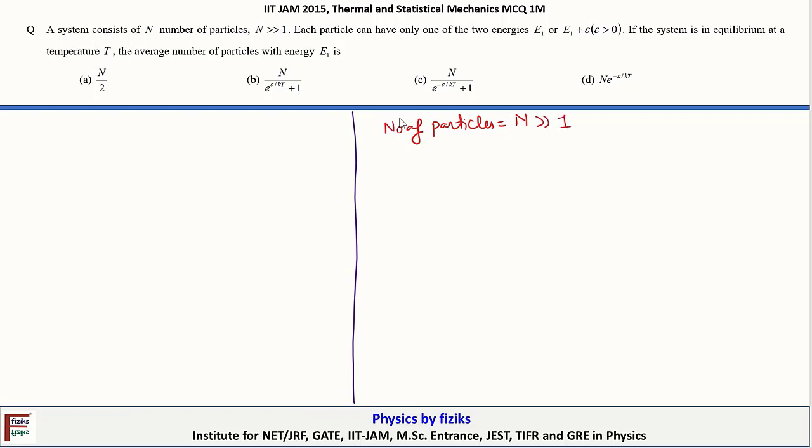Each particle can have only one of the two energies. So it's given that the particles can have any one of the energies, either E1 or E1 plus E. If the system is in equilibrium at a certain temperature T, then we have to find the average number of particles with energy E1. So we can approach this problem by making use of the partition function and then finding out the probability that the particles will have energy E1.